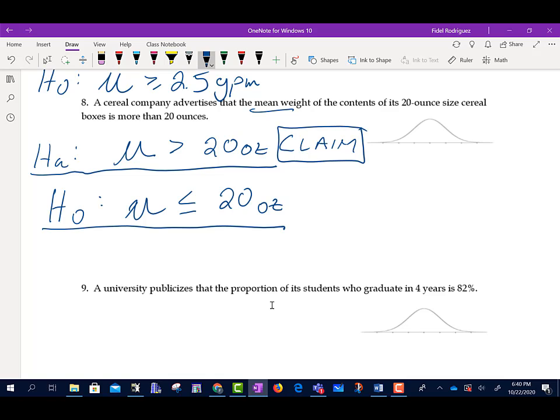We've decided that our HA is my claim. Now we're going to determine, is this a left tail, right tail, or a two tail test? So I'm going to look at the direction of my inequality sign on my alternate, always on my alternate. It is greater than. So we're looking for this little piece of area over here. That's going to be my p-value, okay? And this is telling me that this is a right-tailed test. Right?